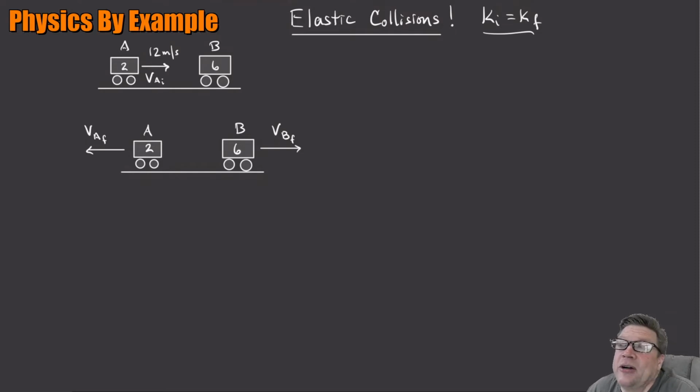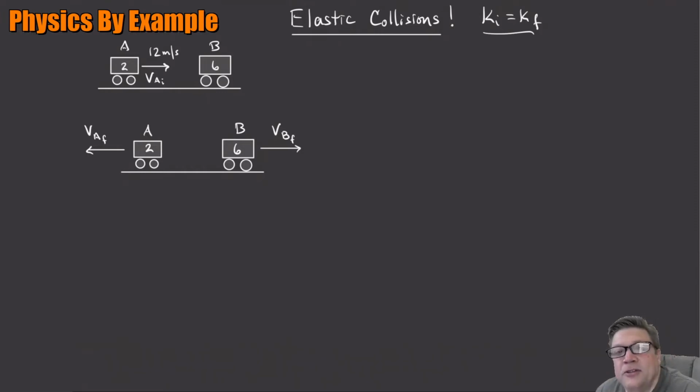Okay, so if one cart hits the other and they just bounce off of each other, I have here A is 2 kilograms and B is 6 kilograms. The final condition, I'm going to suppose, is that A bounces backwards and B moves forwards. We'll see if that's right or not at the end. But notice that I've only got the initial speed. I don't know the final speeds of either of the carts. I'm going to try to predict them. And the problem is this.